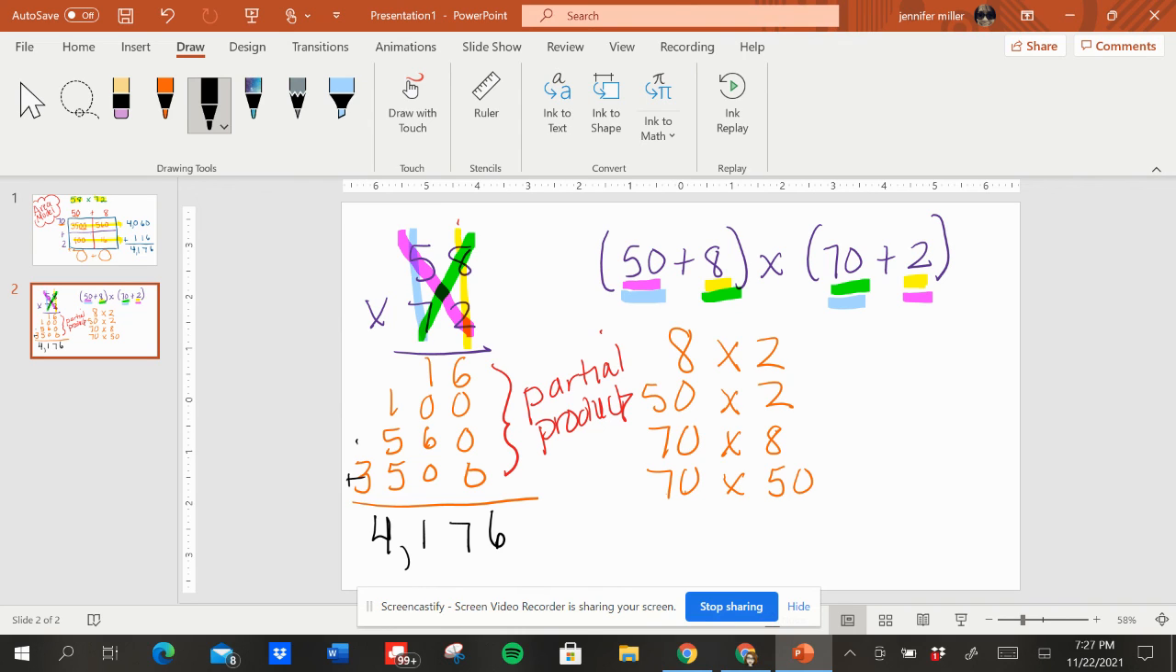I could have done the same thing over here just by answering them this way. I'm going to get the same exact partial products, and I'm going to get the same exact answer. So I hope that that jogs your memory and helps you out with your homework assignment or just practicing your multi-digit multiplication.